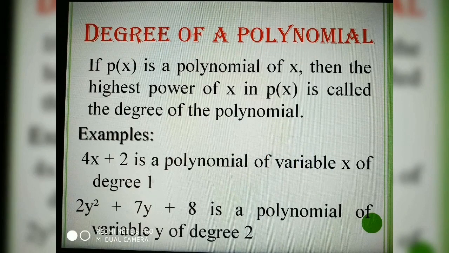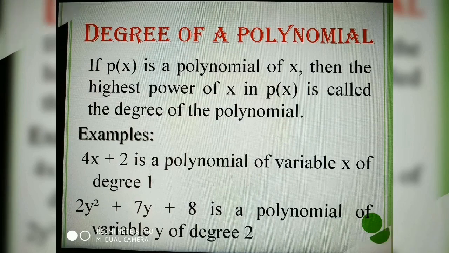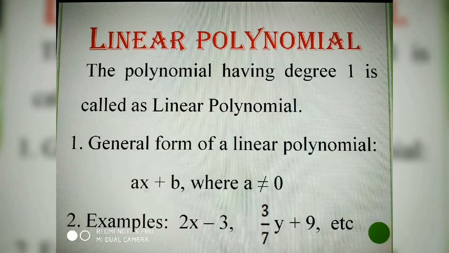What do you mean by degree of a polynomial? If p of x is a polynomial in x, then the highest power of x in p of x is called the degree of the polynomial. For example, 4x plus 2 is a polynomial of variable x. Here the power of x is 1. So this is a polynomial of degree 1. Then 2y square plus 7y plus 8. This is a polynomial of variable y. The highest power of y is 2 here. So this is a polynomial of degree 2.